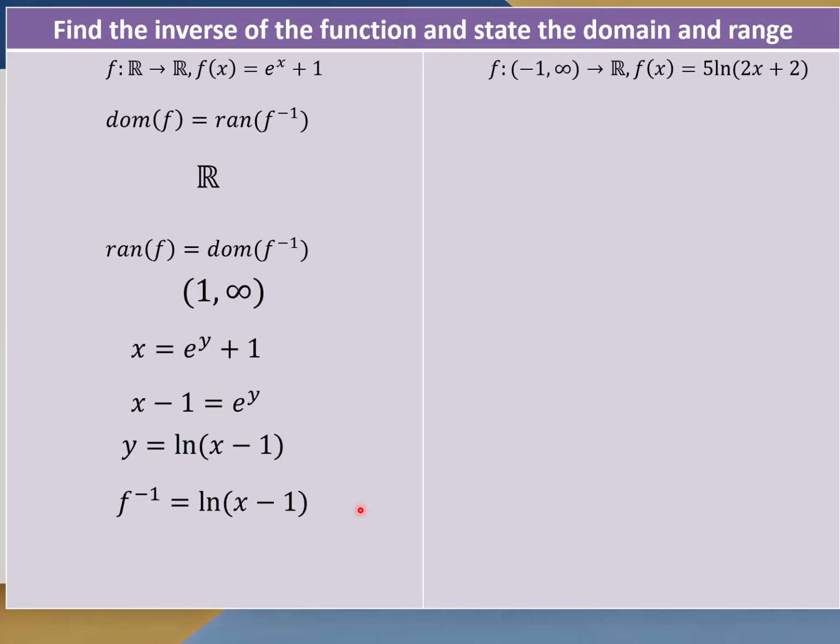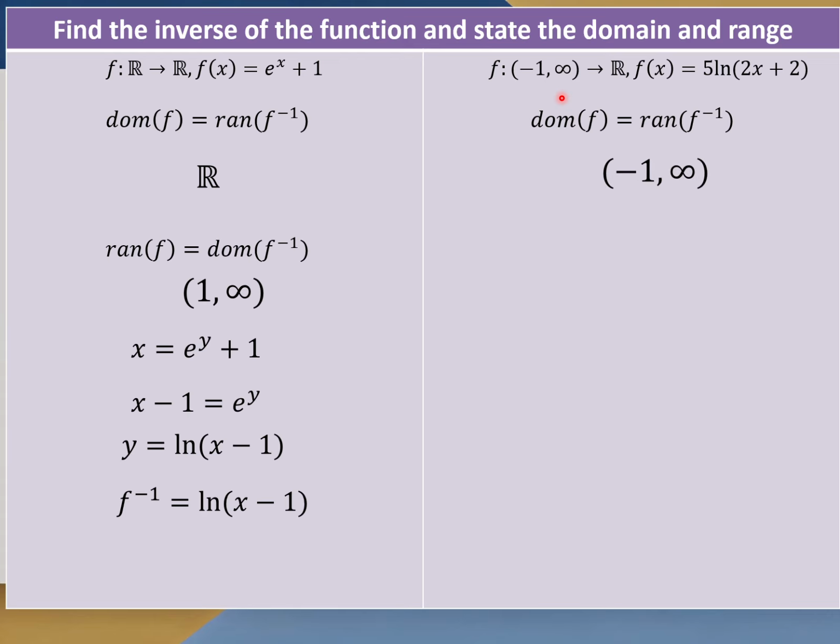Okay, so for this next function, the function has a domain of negative 1 to infinity. It is for all real numbers on the graph. f of x is equal to 5 ln 2x plus 2. So the first thing I want to think about is what is my domain? Well, we can see it right here, and we know the domain of our function will be the range of our inverse. So I can keep it as negative 1 to infinity.